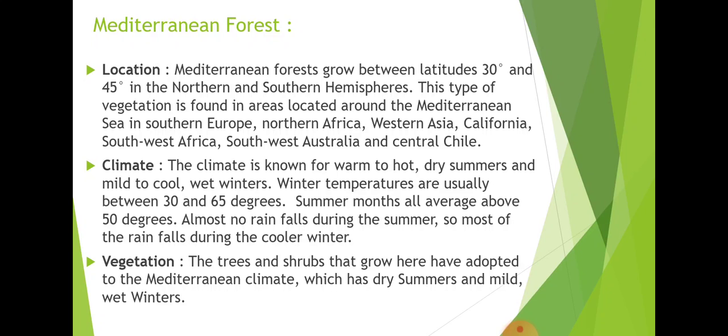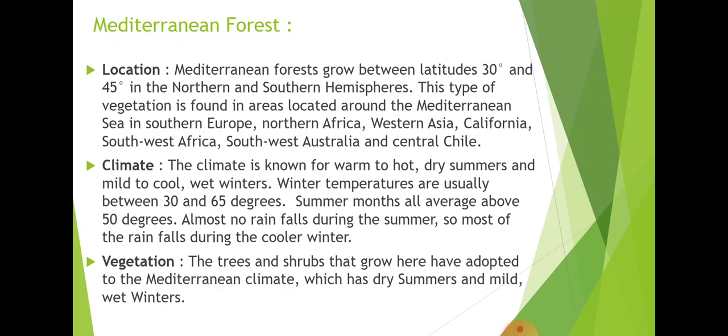The climate of the Mediterranean forest is warm to hot, dry summers, and mild to cool, wet winters. Basically, the climate of the Mediterranean region is warm and dry, and the winter is very mild. The winter temperature is usually between 30 to 65 degrees, and summer months all average above 50 degrees Celsius. So there you can see the temperature is so high during the winter season and the summer season both.